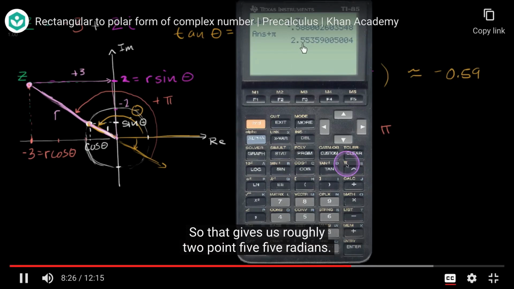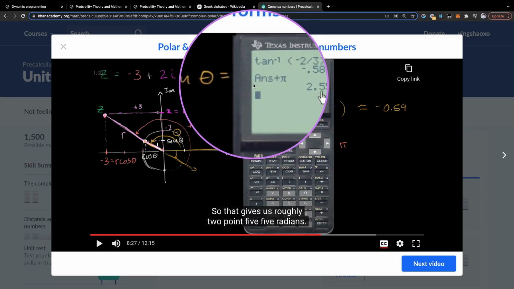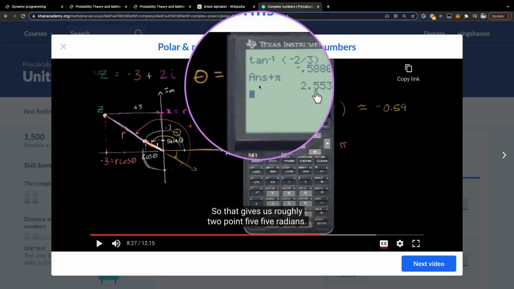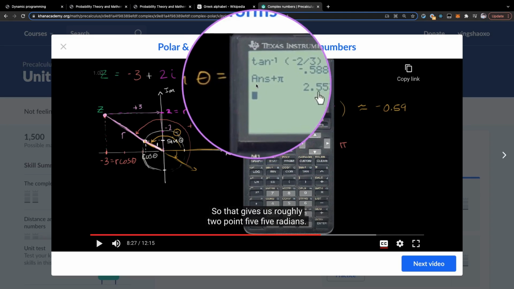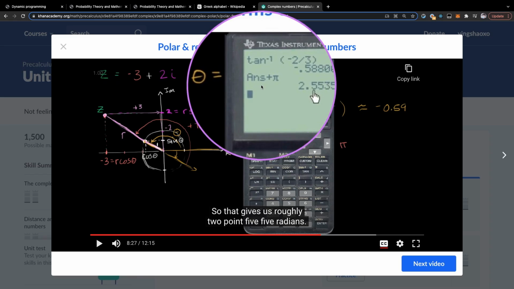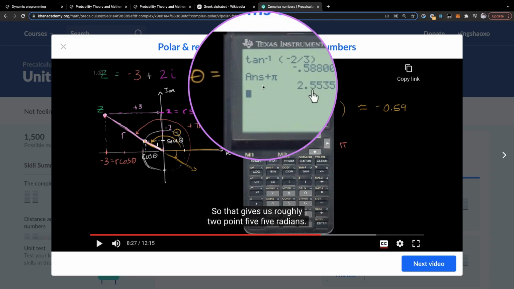So that gives us 2. Okay, so here we go. We got this word, ANS. Back before, when I was still in school, I had no idea what the ANS is, but now I know it, it's the answer. You see, this is the power of knowing English very well, then everything is understandable.